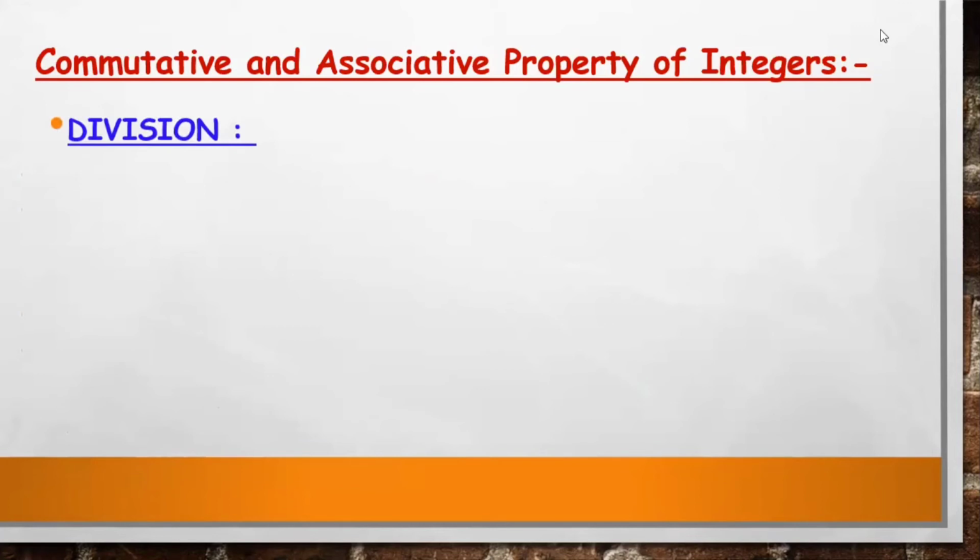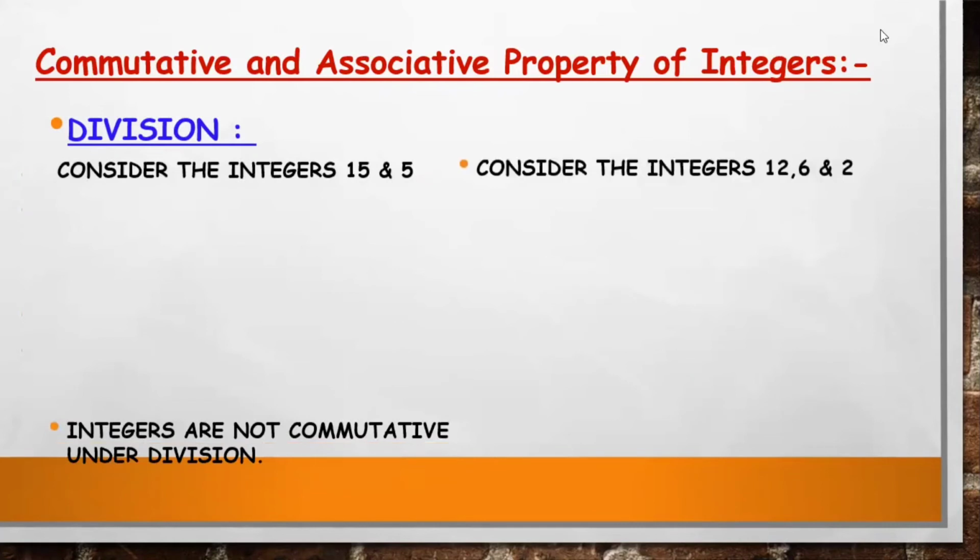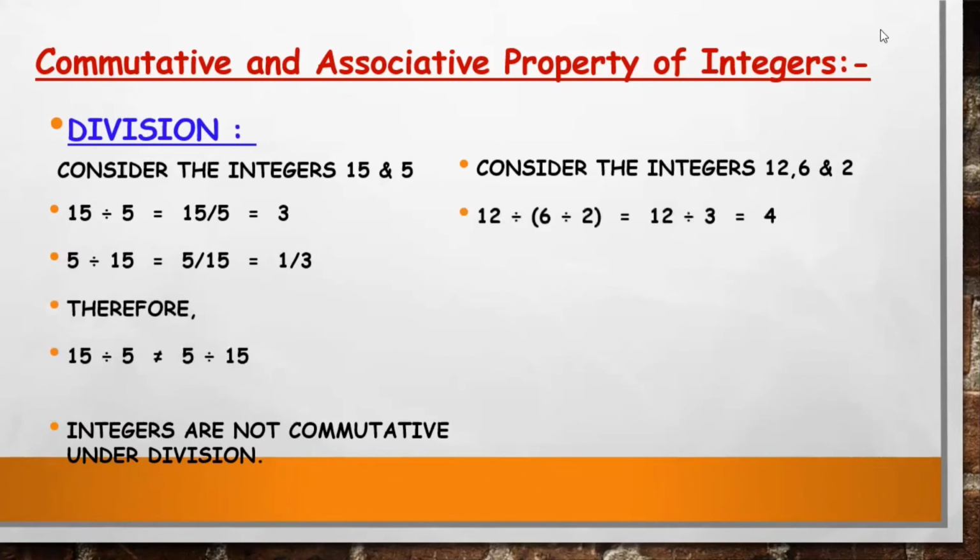Right, guys? So lastly, we look at the commutative and associative properties of integers for division. Clearly, for division it is not at all possible. Why? We have considered two integers, 15 and 5. If I divide 15 by 5, I get 3. If I reverse the order, 5 divided by 15, my answer is 1 by 3. And 3 and 1 by 3 are different. 1 by 3 is nothing but 0.333. So both numbers are totally different, and 1 by 3 is not even an integer, it's a fraction. So we can say that division is not at all commutative.